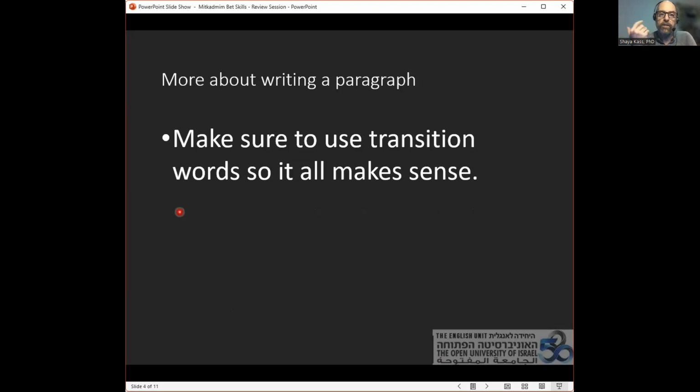Make sure that you're using transition words. You have to put the ideas together. You have to make it easy for your reader to see how it all fits together. So put it together.